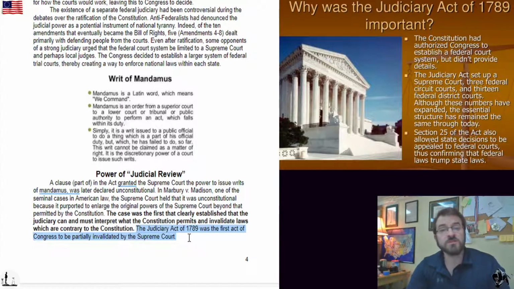So simply put, the Judiciary Act of 1789, in part of it, gave the Supreme Court too much power. And the Supreme Court said the point of the Supreme Court is to say whether a court case agrees or disagrees with the Constitution. And if it disagrees, it's bad. Can't happen. So this is the first time the Supreme Court said this part of a law is bad and must go away. It invalidated that law.